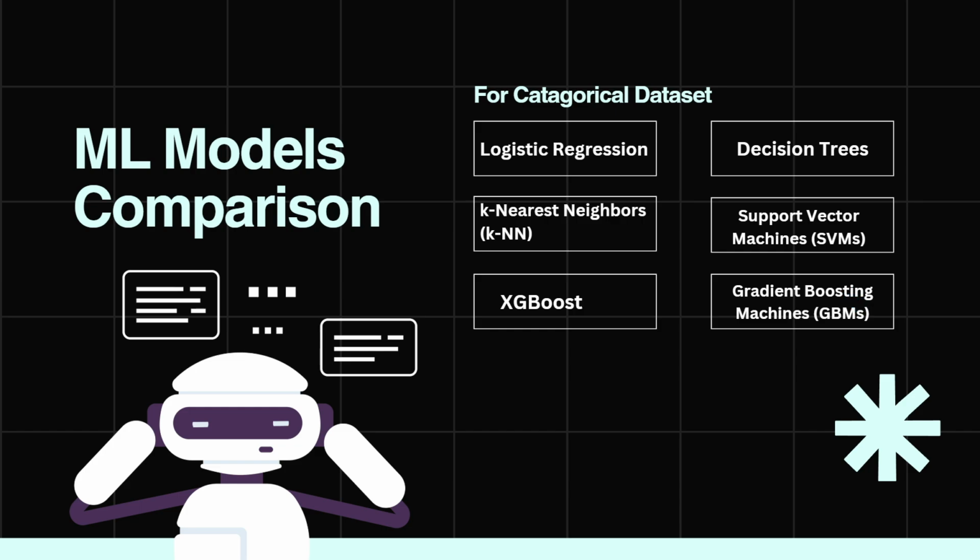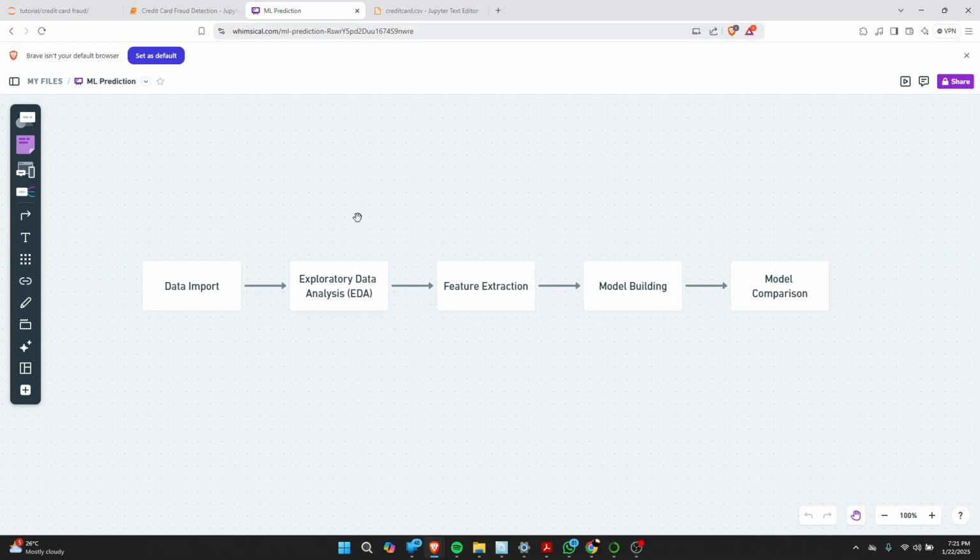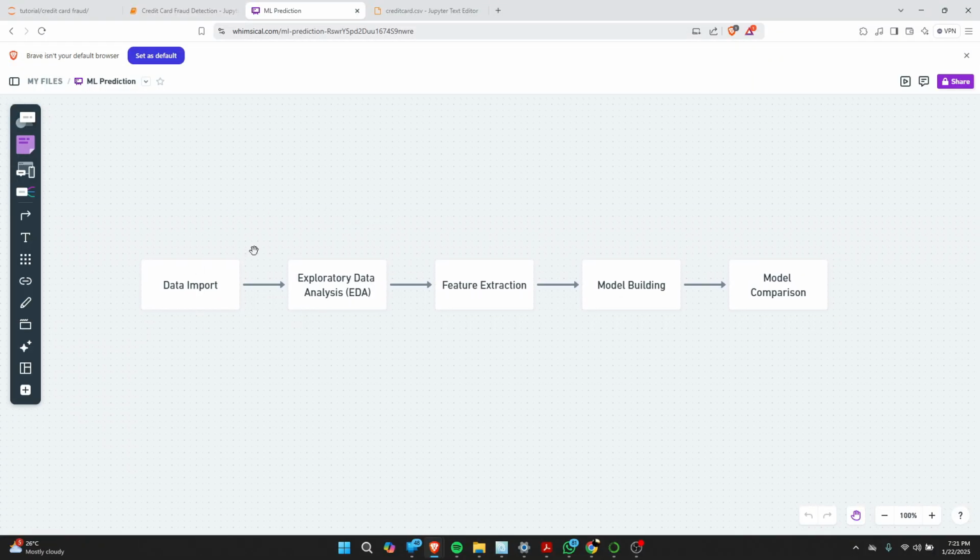So now let's jump into our Jupyter notebook. To build this model, we're going to use those steps: data import, EDA, feature extraction, model building, and model comparison. So let's jump into our Jupyter notebook.